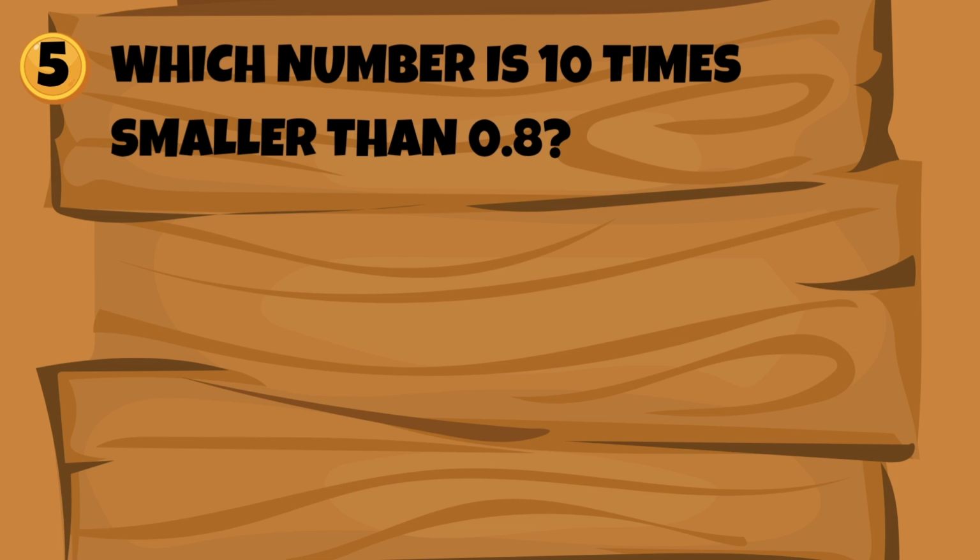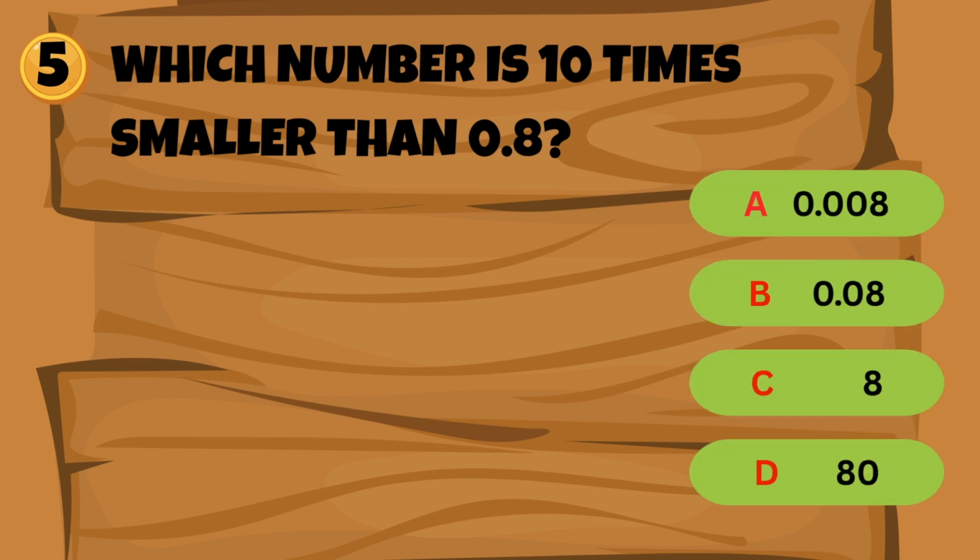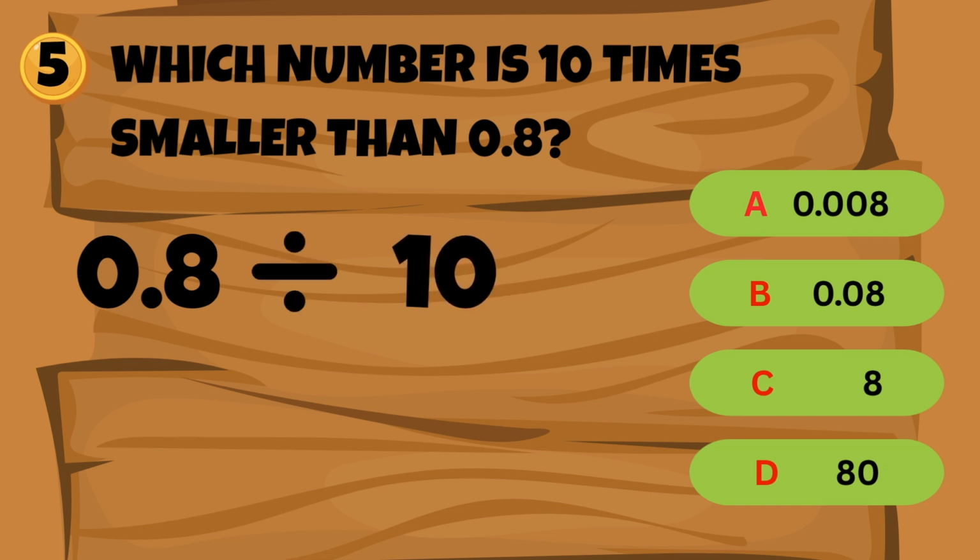Which of these is 10 times smaller than 0.8? 10 times means to multiply by 10, but in this case it states 10 times smaller. Therefore, instead of multiplying, we have to divide. What is 0.8 divided by 10? That gives us 0.08 as we move the place value to the right by 1 place.